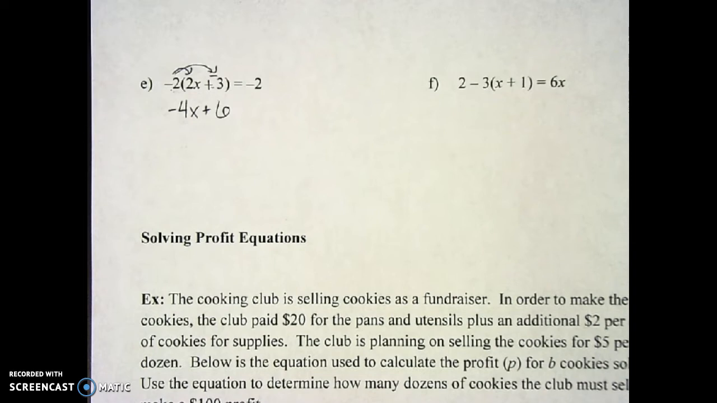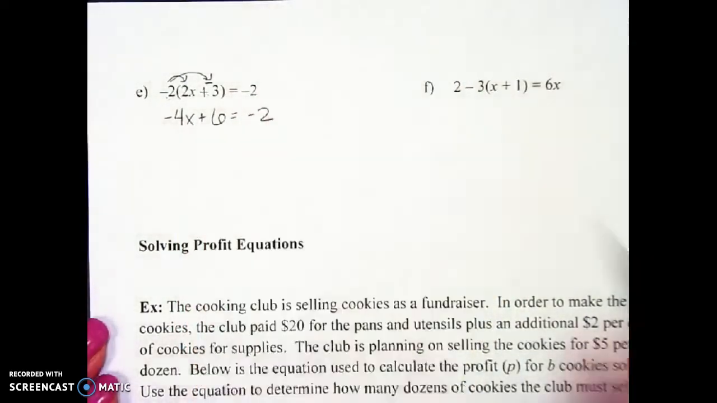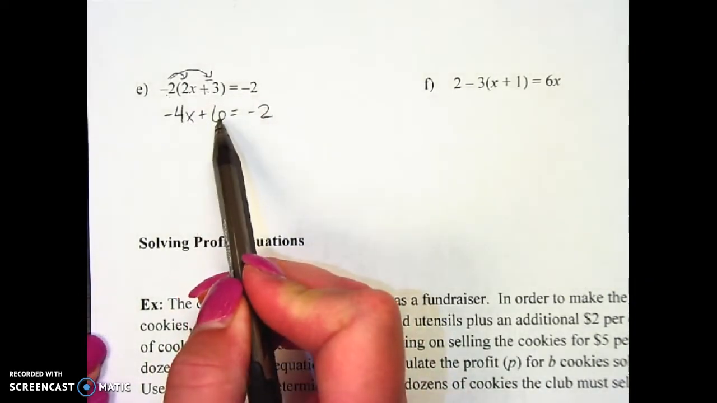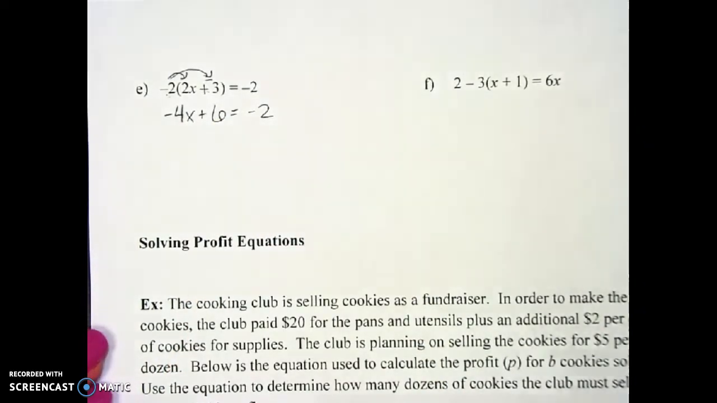Okay, so either way you want to write it, we should end up with minus 4x, but then plus 6. We're saying that equal to negative 2. So my first step was I got rid of my parentheses. Second step, do I have anything that I can combine? No, I cannot put an x with a number, so I can't combine anything.